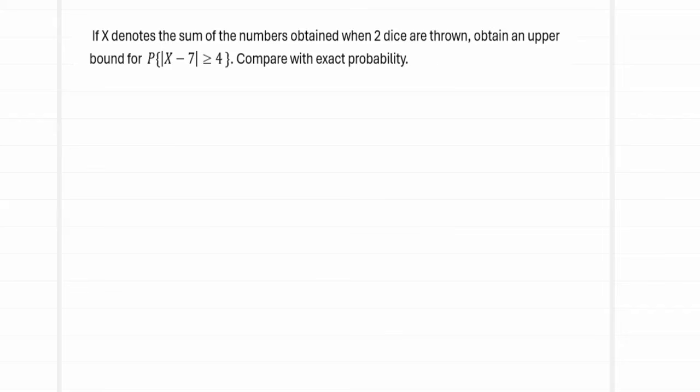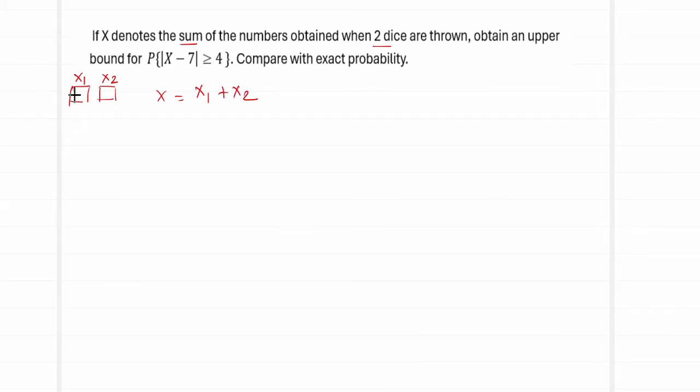The action over here is throwing two dice. When we throw two dice, we consider X to be the sum of the numbers obtained. So if X1 denotes the number on my first die and X2 denotes the number on the second die, then my X is the sum of the numbers. So it is X1 plus X2.